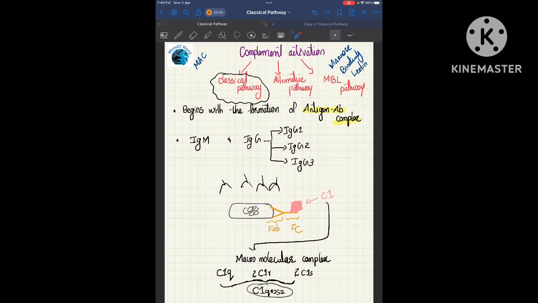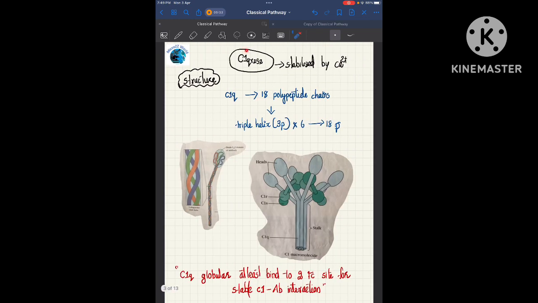Even though I have said C1 complement factor, it is not a simple molecule. It is a macromolecular complex. It is made up of subunits like C1q, C1r and C1s: 2 molecules of C1r, 2 molecules of C1s, and 1 molecule of C1q. All the subunits bind together to form a complex called C1qr2s2. The C1qr2s2 complex is stabilized mainly by calcium ion.